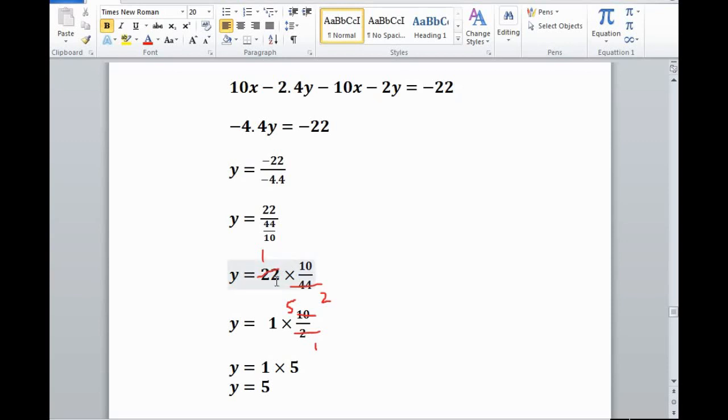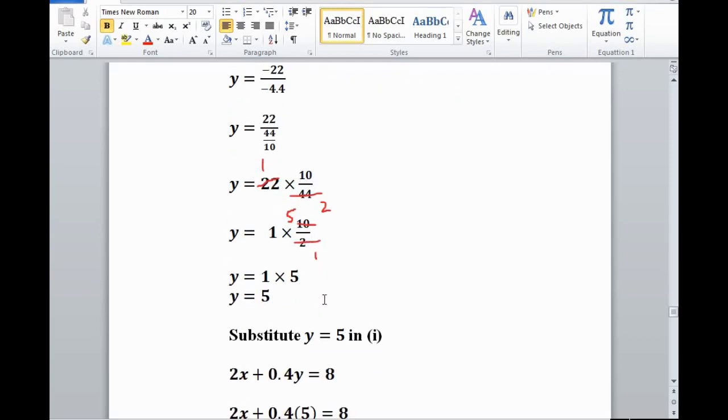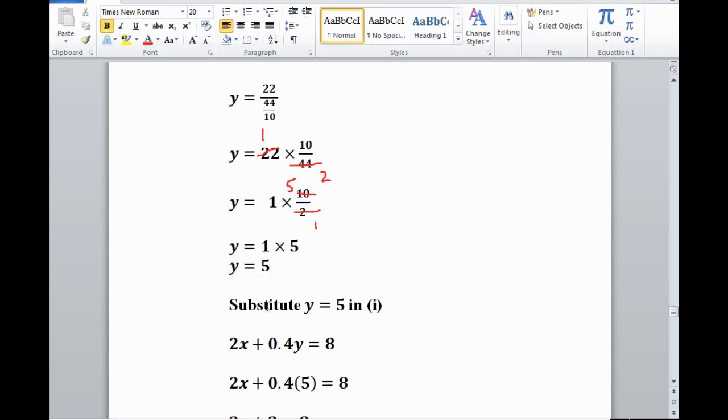And now 22 and 44, they are the multiples of 2, they are the multiples of 11, or you can also divide 44 by 22. So 22 ones are 22 and 22 twos are 44. And now the fraction is 1 multiplied by 10 upon 2, so 2 times 1 is 2 and 2 times 5 is 10, and now 5 multiplied by 1 equals 5. So the value of y is 5.